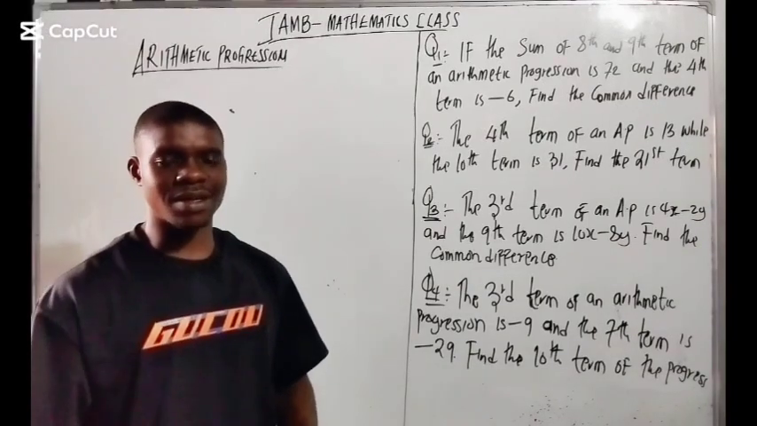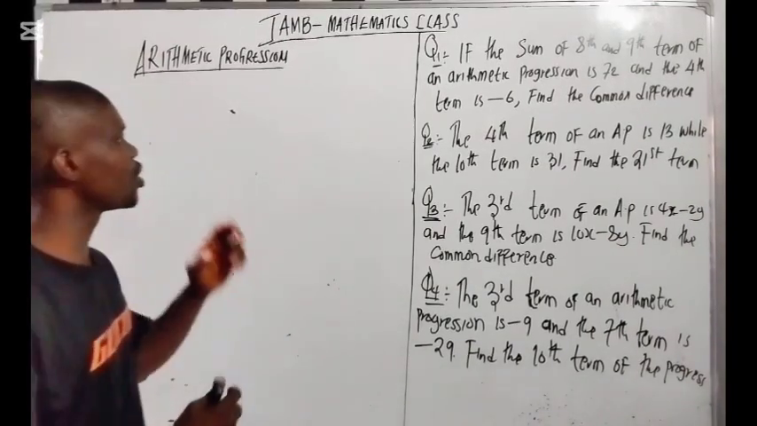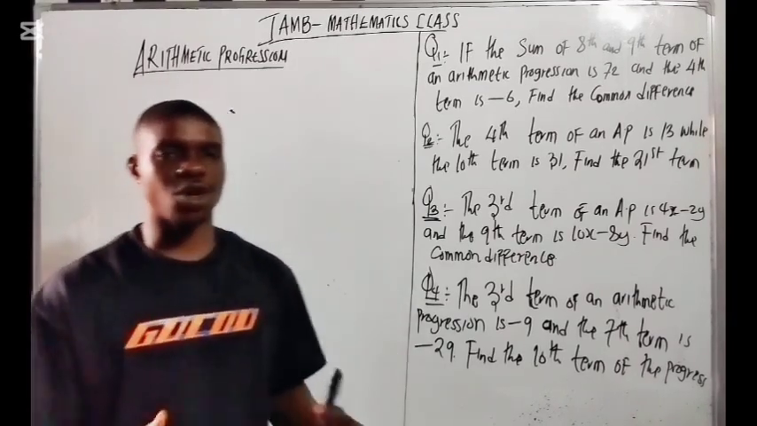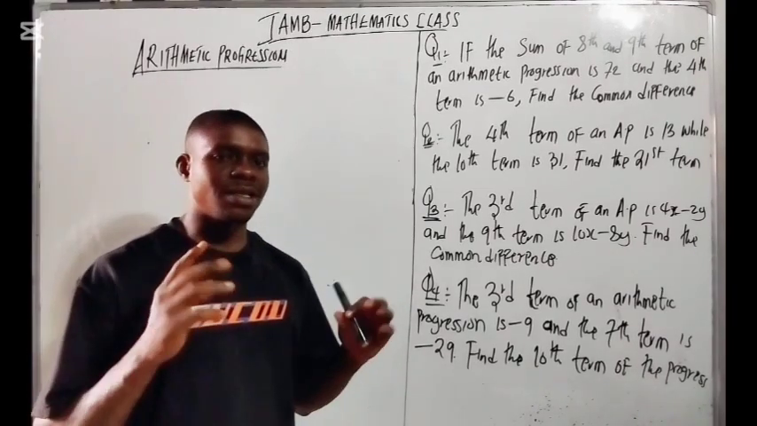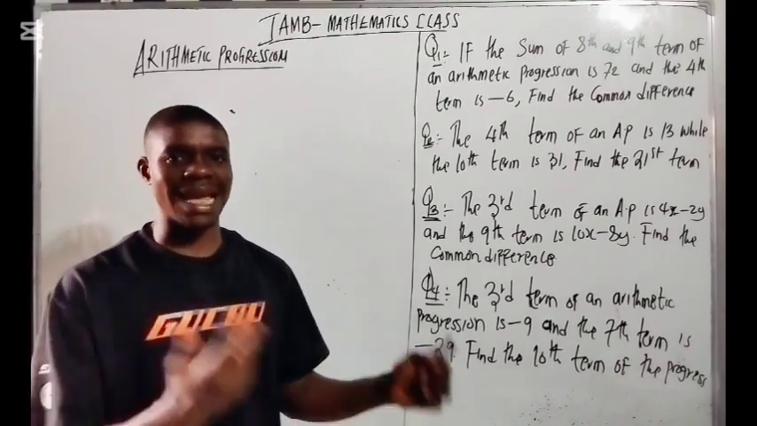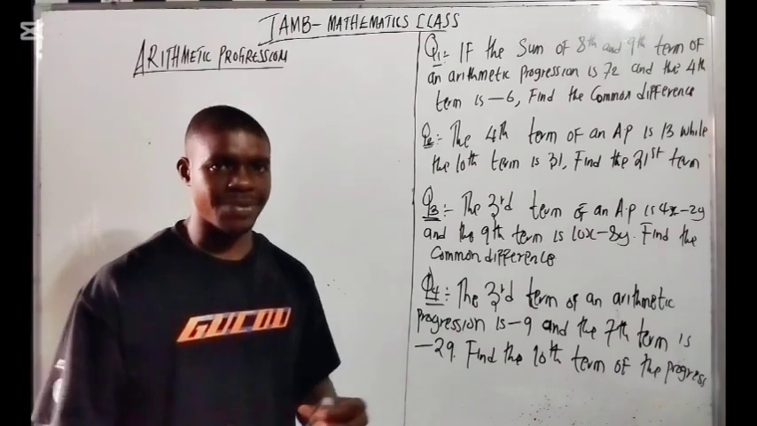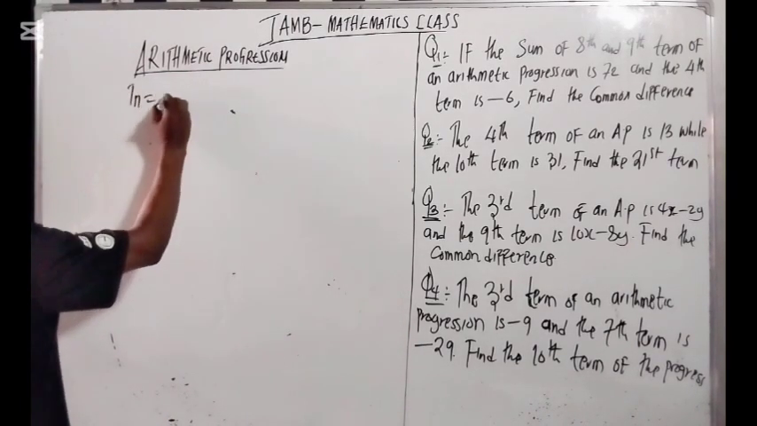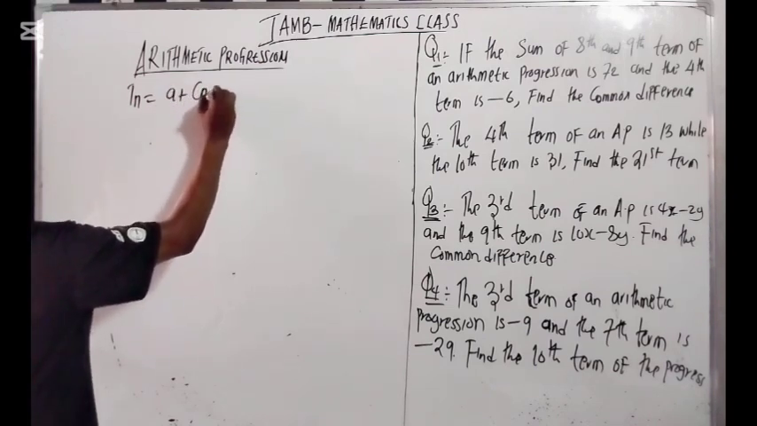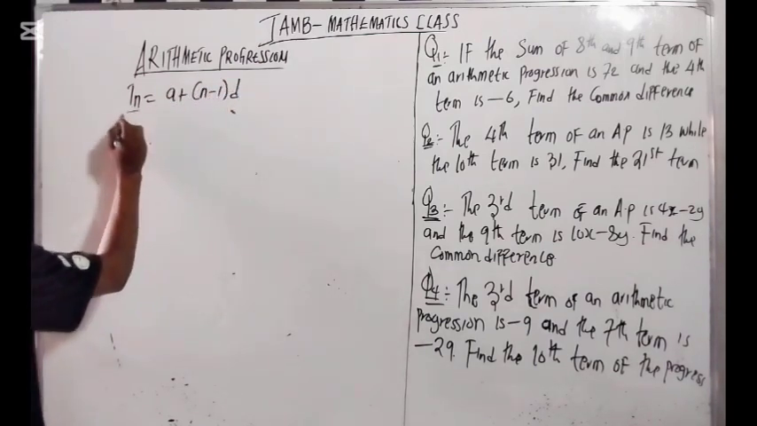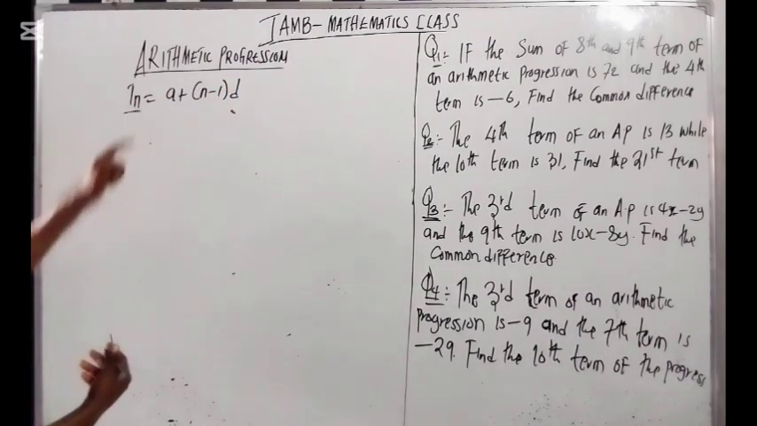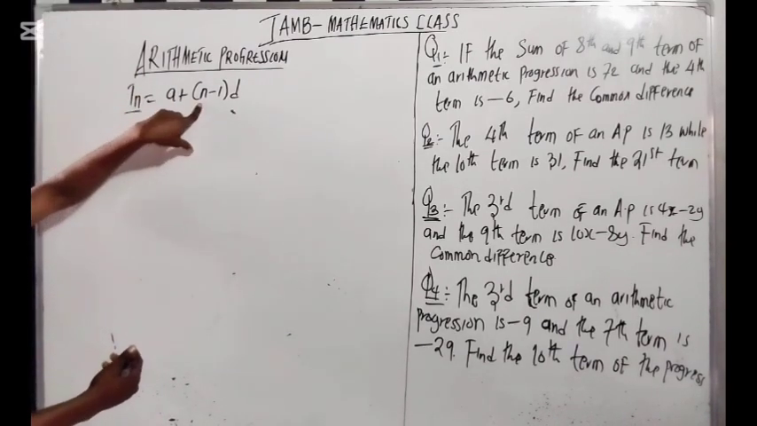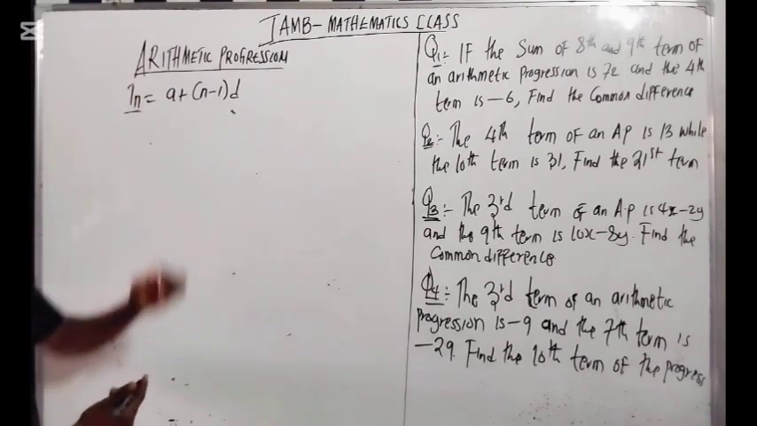Welcome to JAMB Mathematics Class. This is going to be the second video on arithmetic progression. In the first video, I introduced you to the nth term of an AP. The nth term of an AP is Tn equals a plus (n minus 1)d, where a is the first term, n is the nth term, and d is the common difference.